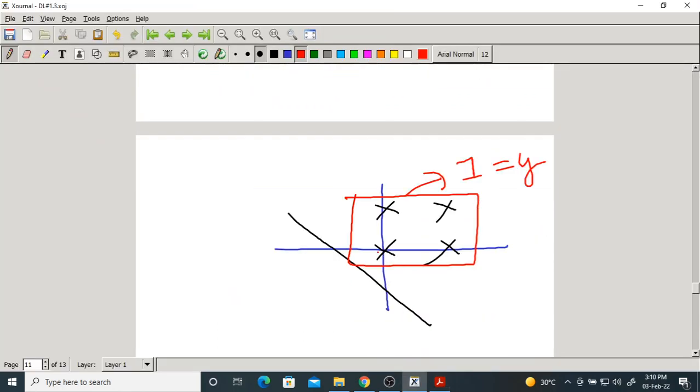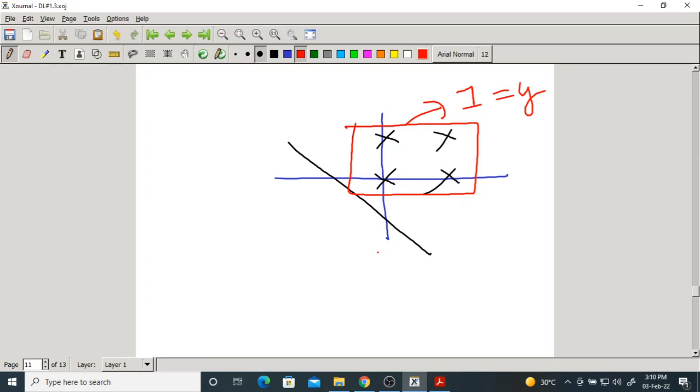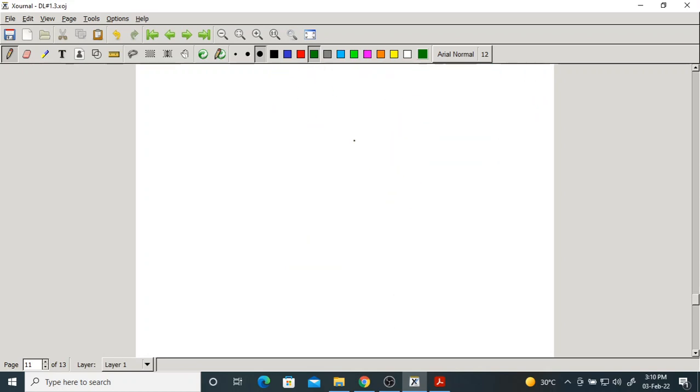How many errors are there? This is an error. What is the error? 0 0 produces 0 output, so it should be below the line somewhere here. The remaining are correct, but the 0 0 origin is an error because it produces 0 output, but it lies above the line. It should have been below the line. That is one error. So we are getting errors.